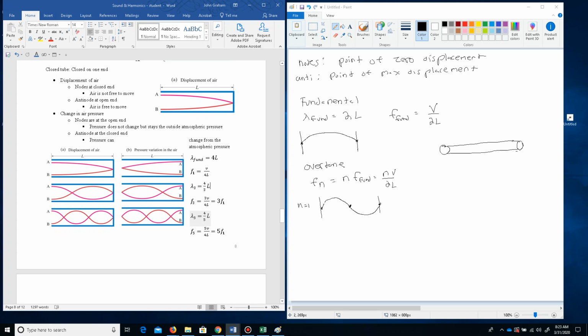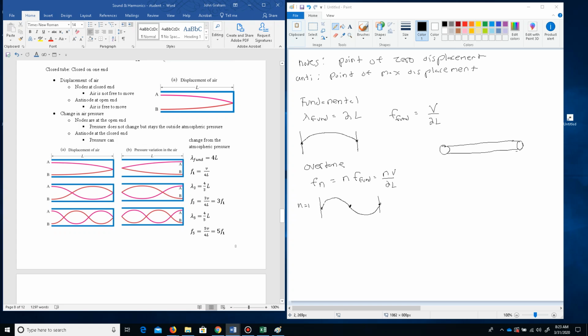One thing to notice with these is we're skipping the even harmonics here, and that's what happens with this. We don't have F2, we don't have F4. We have F1, which is your fundamental, F3, which is your third harmonic, and then F5, which is your fifth harmonic.